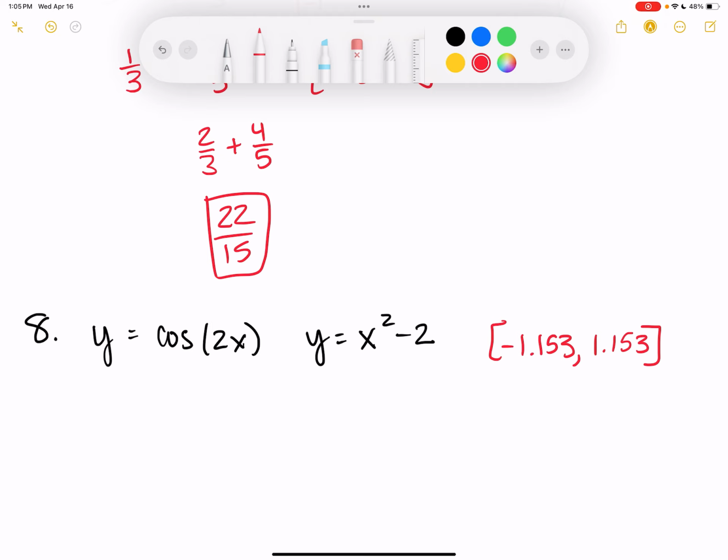So then now we would just set up our integral, and we can clearly tell that the cosine graph is on top, in the part that we're looking at. So we've got the integral from negative 1.153 to 1.153 of the cosine of 2x minus the x squared minus 2 dx. And then you're going to use the NINT thing, or FNINT for Josh. It's fnInt.